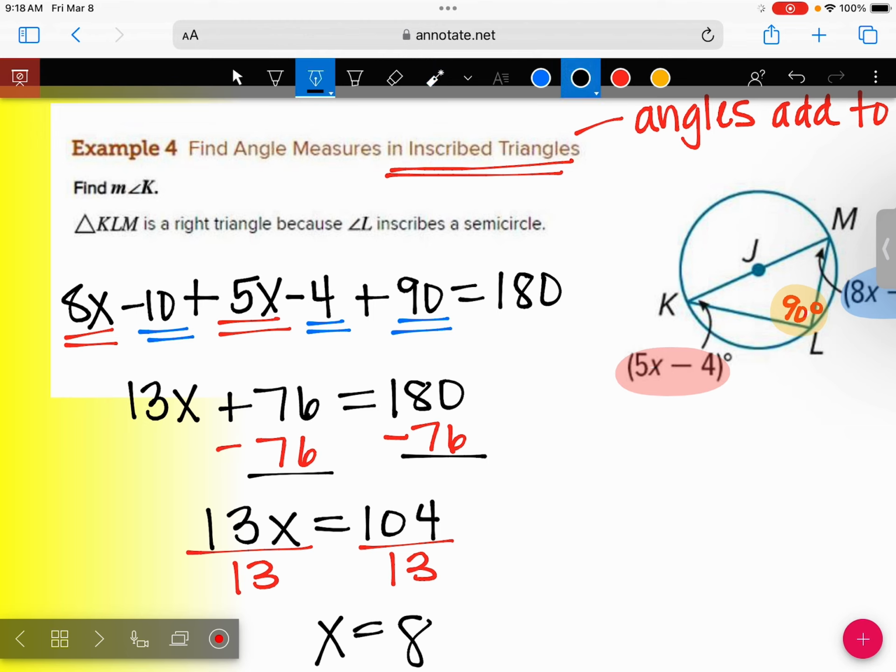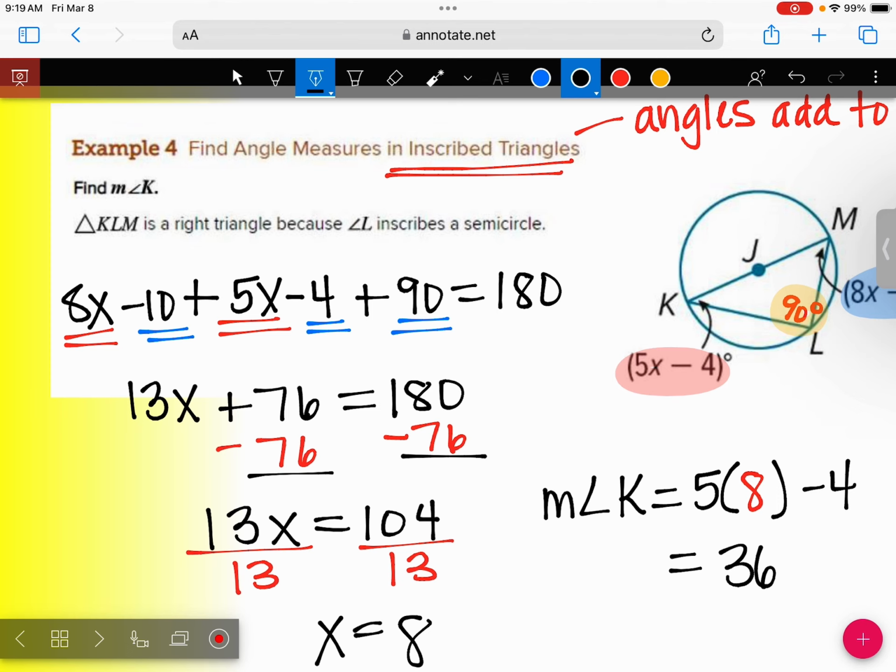All right, so let's do that. So the measure of angle K is 5 times 8 minus 4. Go ahead, pick up your calculators. So the main thing to keep in mind is when you have an inscribed triangle and the arc is the diameter, we're going to write an equation and set it equal to 180. So that would be 40 minus 4, which is 36 degrees. Who had that? This is the final answer that we'll be looking for on the test.